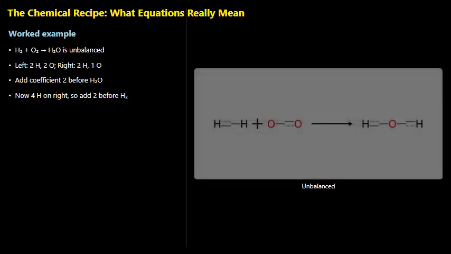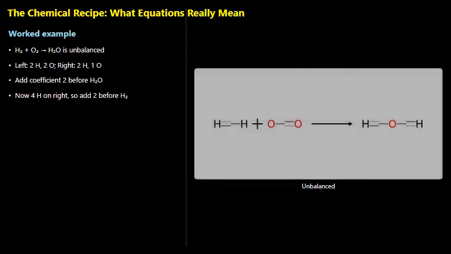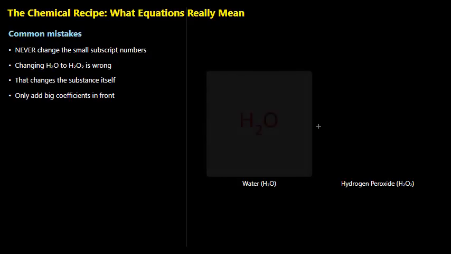We need 2 oxygens on the right, so we put a big 2 in front of H2O. That gives us 2 water molecules, which means 4 hydrogens. To balance, we put a 2 in front of H2 on the left. Now we have 4 hydrogens and 2 oxygens on both sides. Balanced. The biggest trap is changing the tiny subscript numbers.